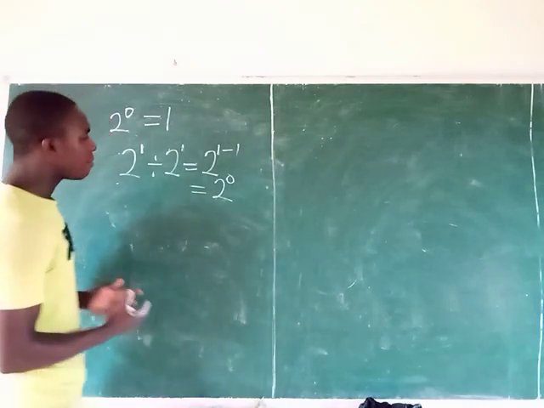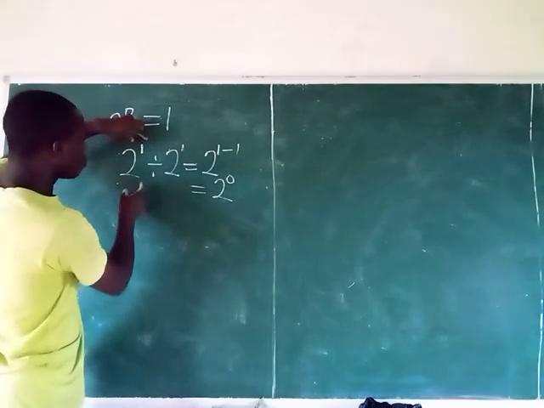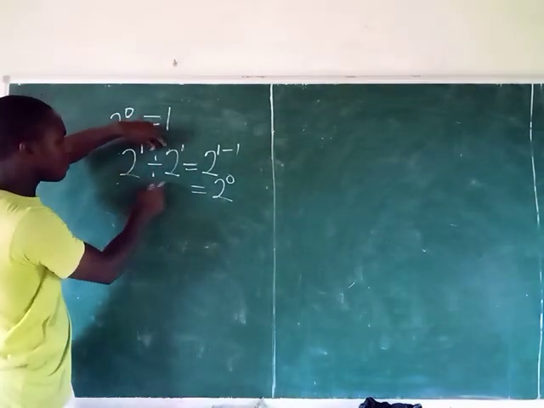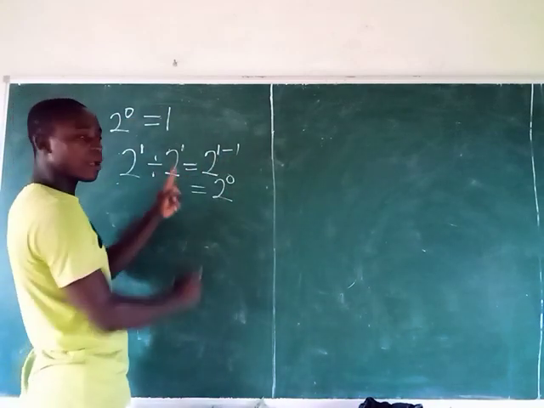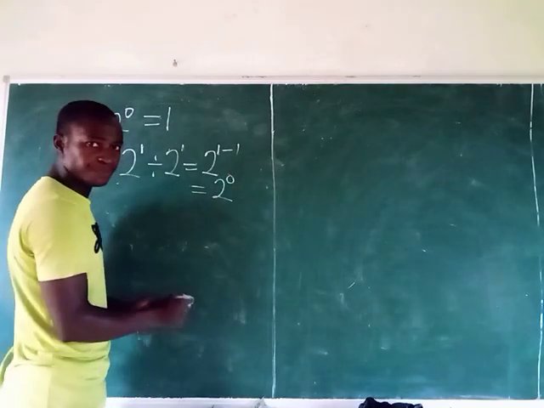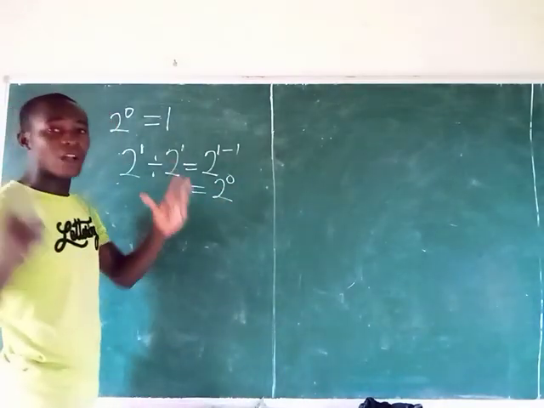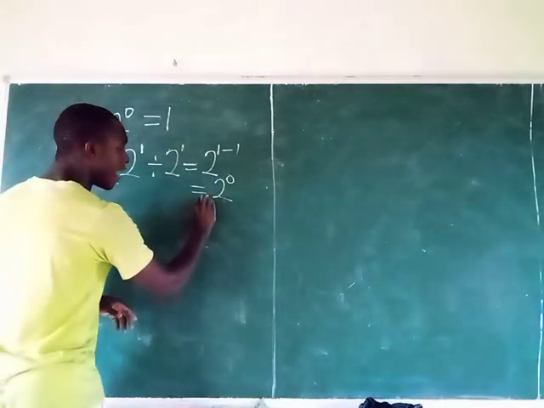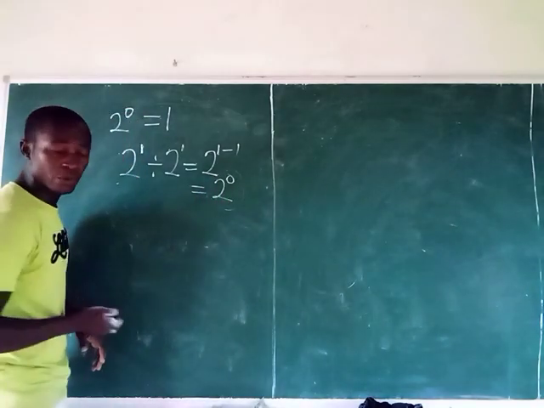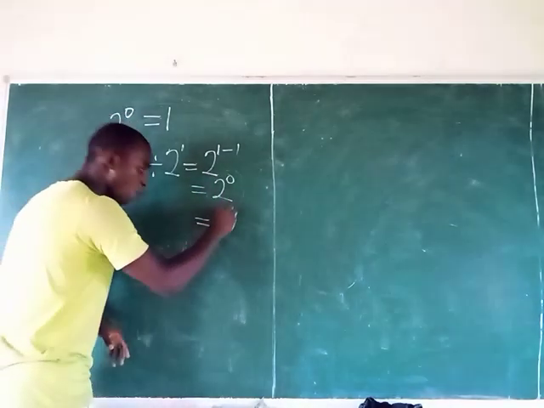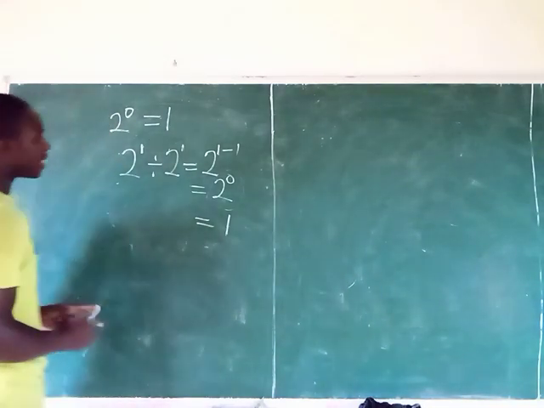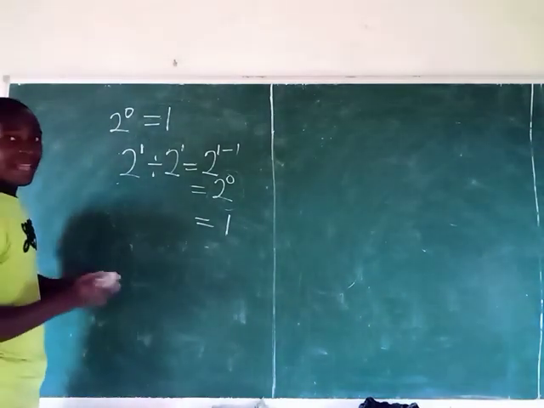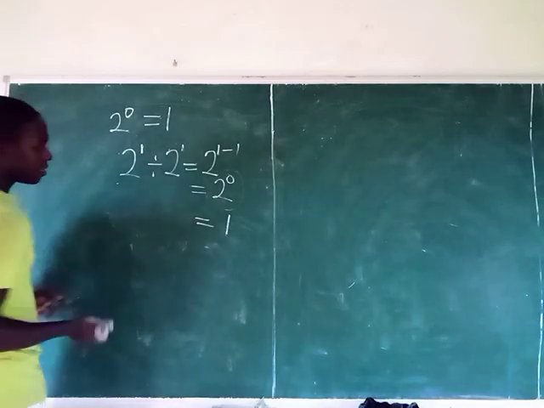So now that means that 2 raised to the power of 1 divided by 2 raised to the power of 1 is 2 raised to the power of 1 minus 1, and that is 2 raised to the power of 0. And the law says that when any number is raised to the power of 0, the answer is 1. Why? Drawing an idea from this, look at this.